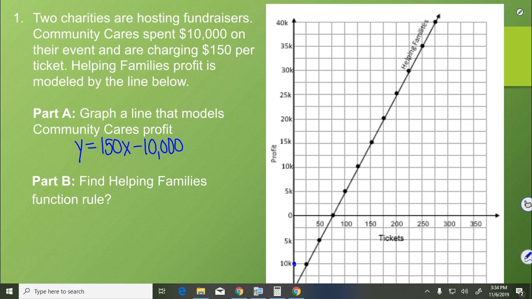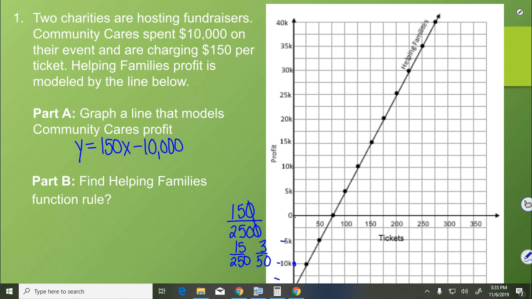Now, the tricky part here is that we don't really know the slope because our graph is going up by 2,500 each box. So we're going to put 150 over 2,500 and simplify that. That would be 15 over 250, and if I divide by 5, I get 3 over 50. So I want to go up 3 boxes and over 50 each time.